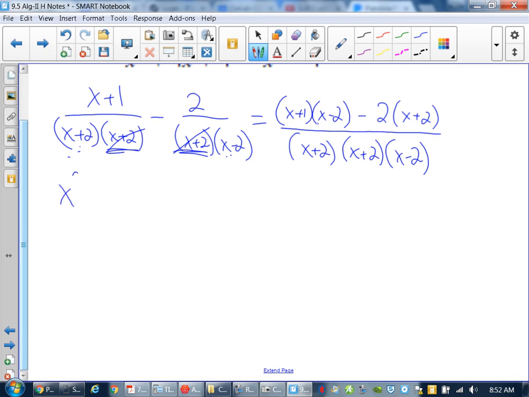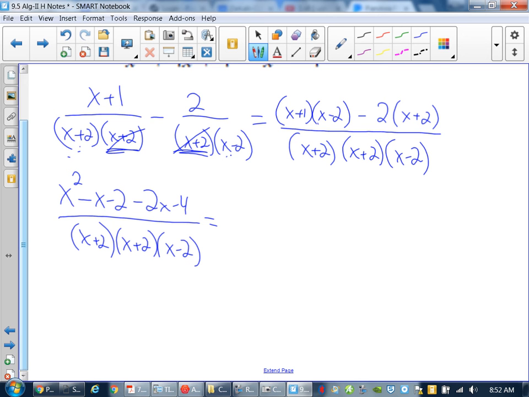So let's see, we have x squared minus 2x plus 1x would be minus x minus 2 minus 2x minus 4 over... just write that out. Was it x squared minus 3x minus 6?